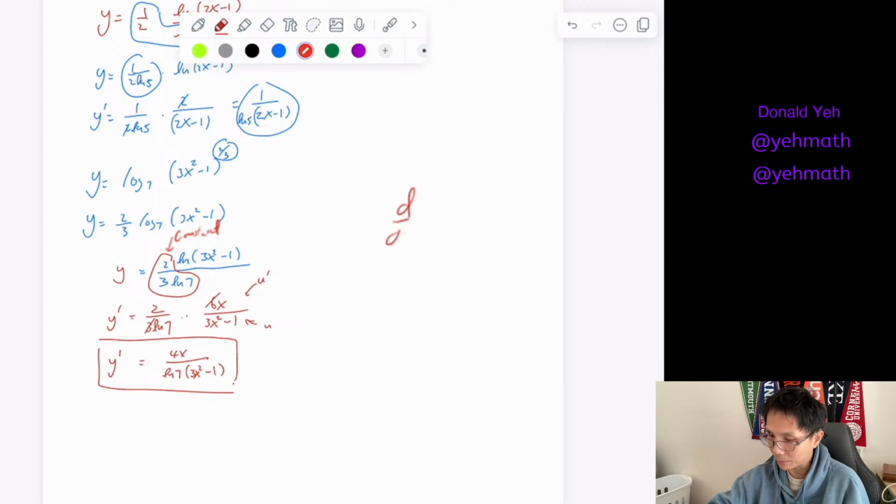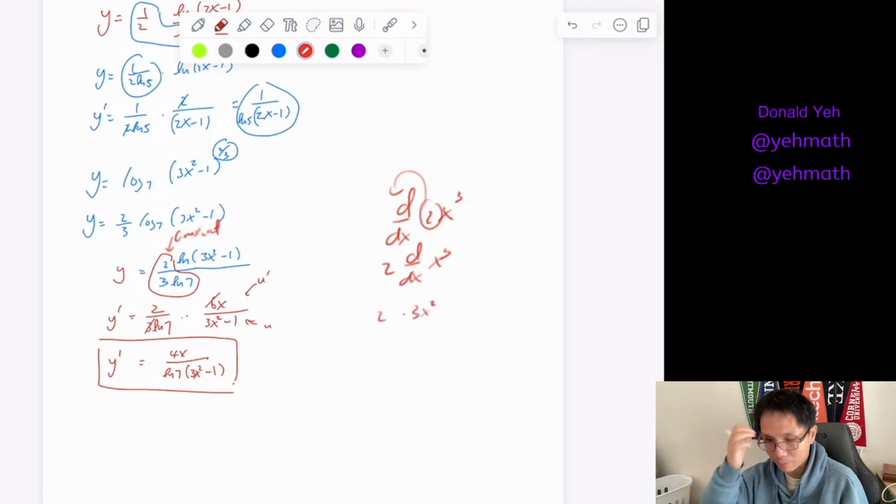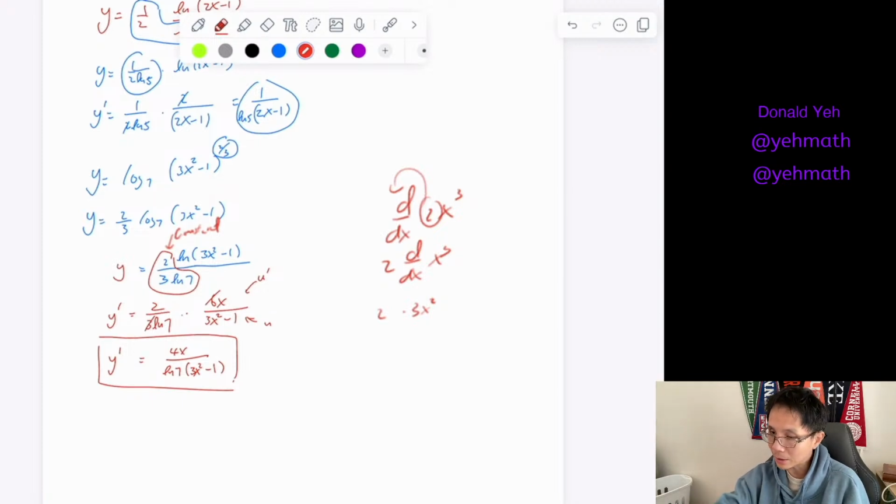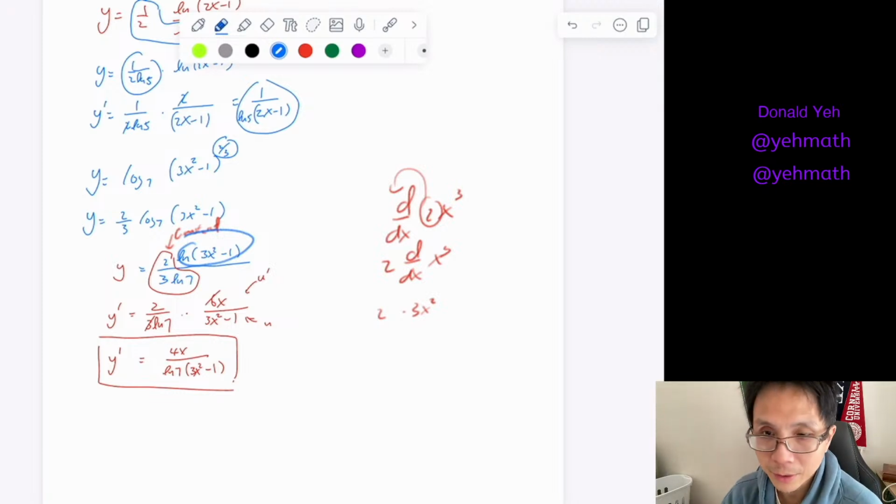So for example, if you take a derivative of 2x to the third, this constant can just be moved outside. So it'll be 2 times d/dx of x cubed, so it'll be 2 times 3x squared. So that constant doesn't really matter. That's why you move it outside when you take a derivative. So the only thing you take a derivative of is this part here, which is 6x over 3x squared minus 1. That will be the derivative of a log function.